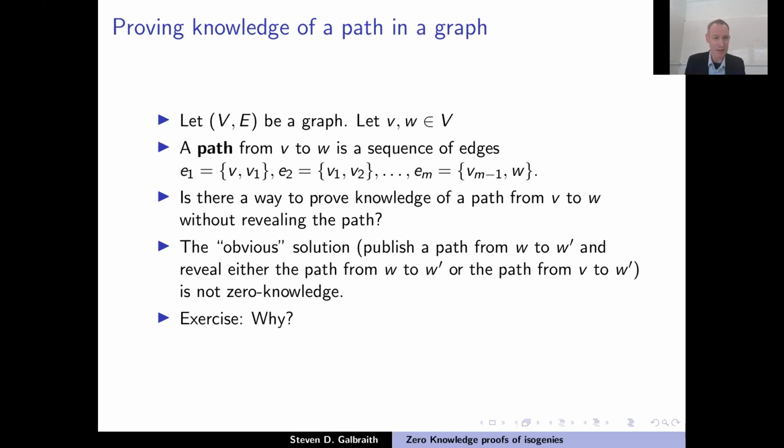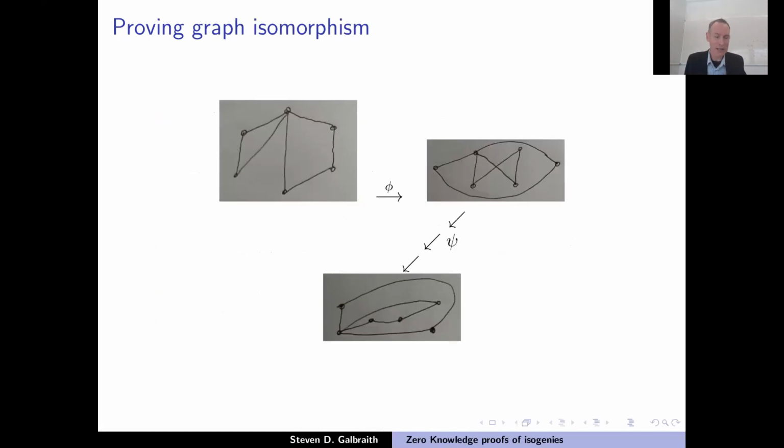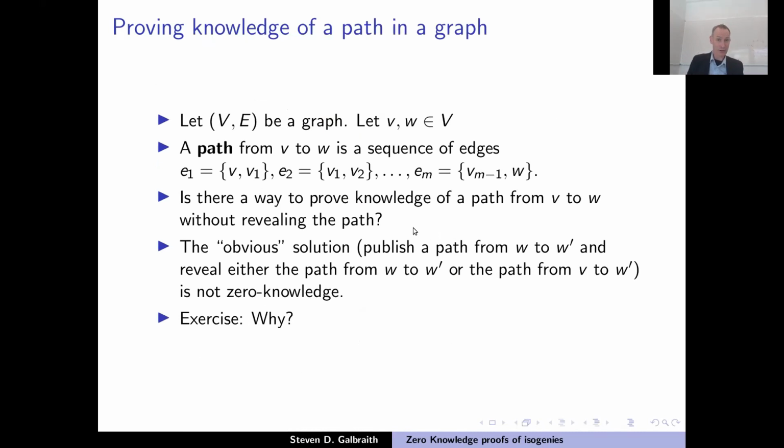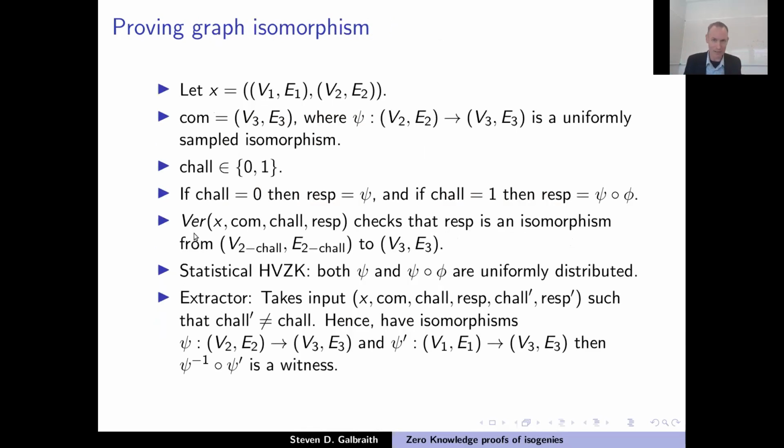So I claim there's the obvious thing. If you're looking at this picture and now you've just got one graph and you're thinking of paths in the graph, the obvious thing to do, if you want to prove a path from V to W, is you make a path from W to some other new random vertex called W prime. If the challenge is 0, you publish that path. And if the challenge is 1, you publish a path from V to W prime, which you know because you know a path between V and W and a path from W to W prime. So that's the obvious way of proving a path, using a picture that's somehow similar to that.